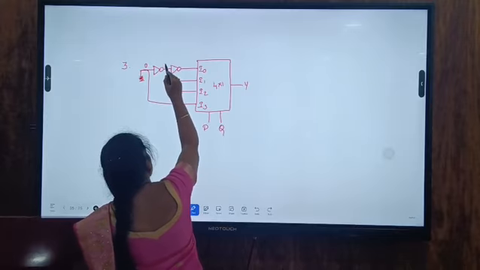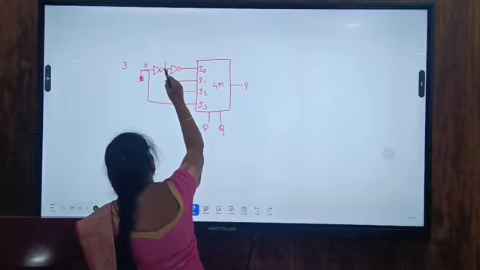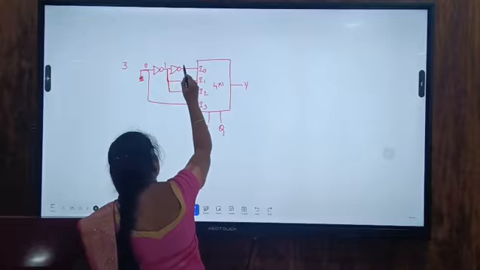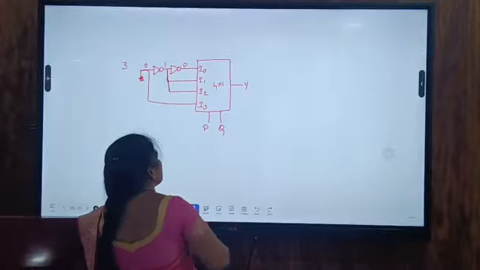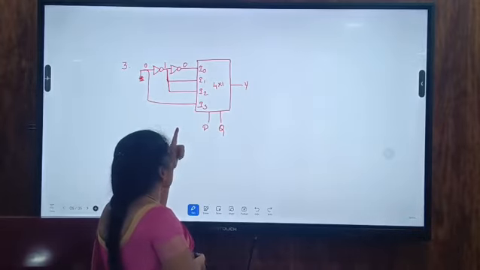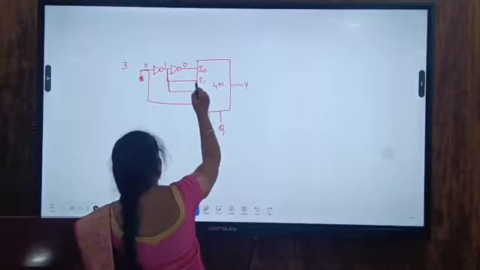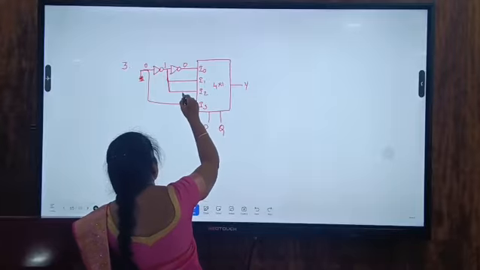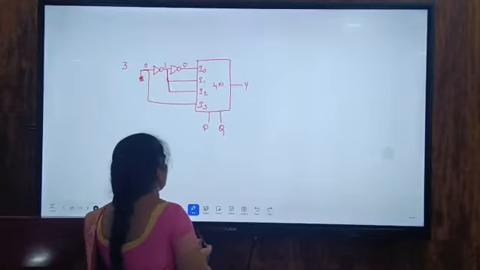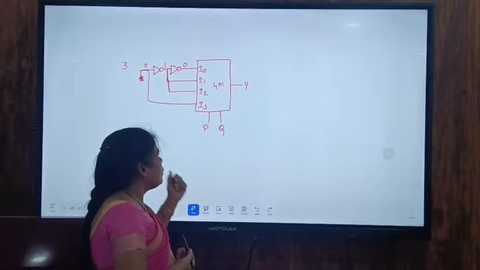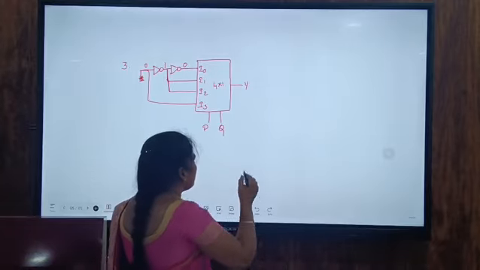This is the NOT gate, so at this one we will get 1. Again 1 is connected to the NOT gate, so here the data will be 0. So I0 is equal to 0, I1 is 1, I2 is 1 and I3 equal to 0. So like this we have to take.